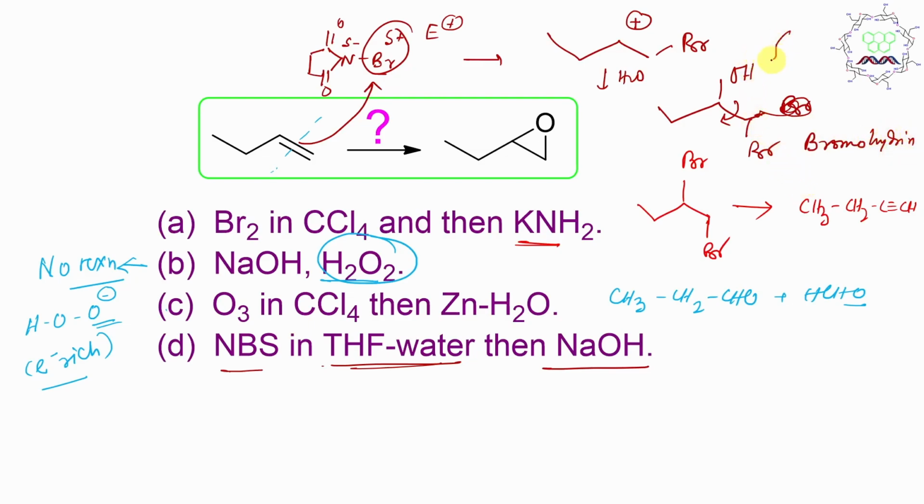So the base abstracts this proton and produces O minus, and student, this O minus attacks here, and bromide leaves. So obviously what is the product? Epoxide. So option D is the right answer.